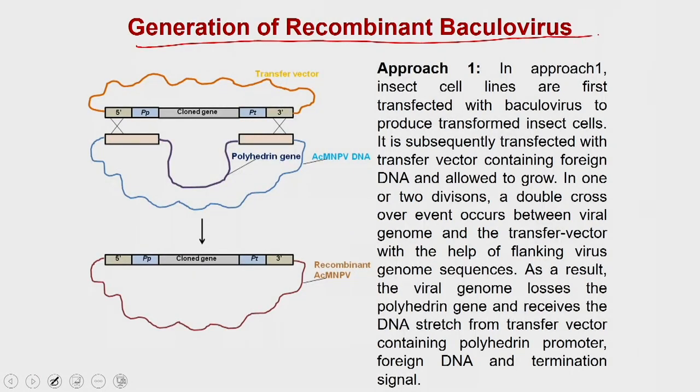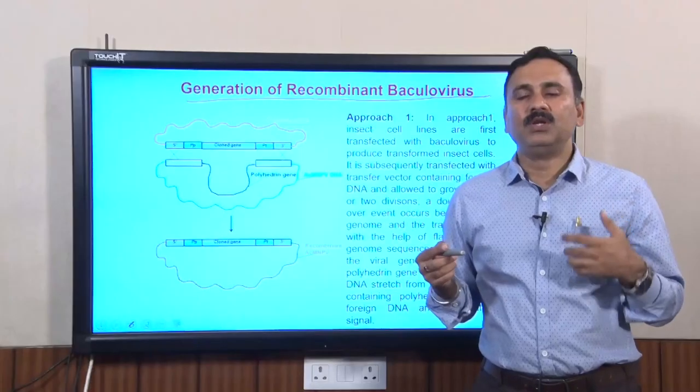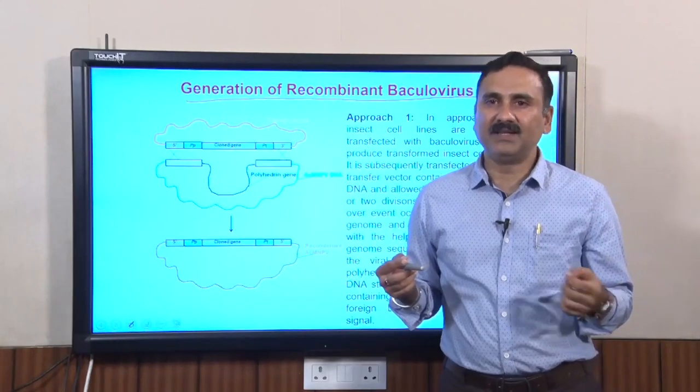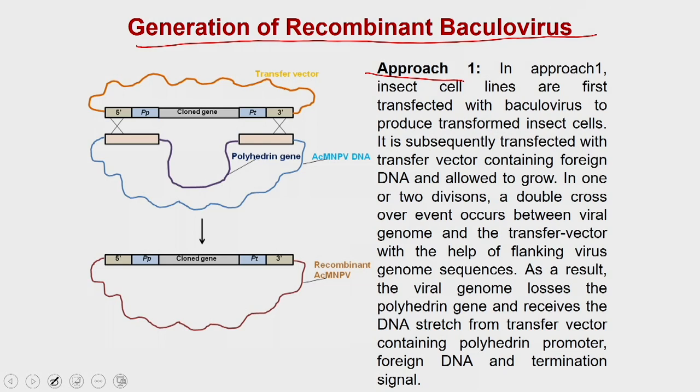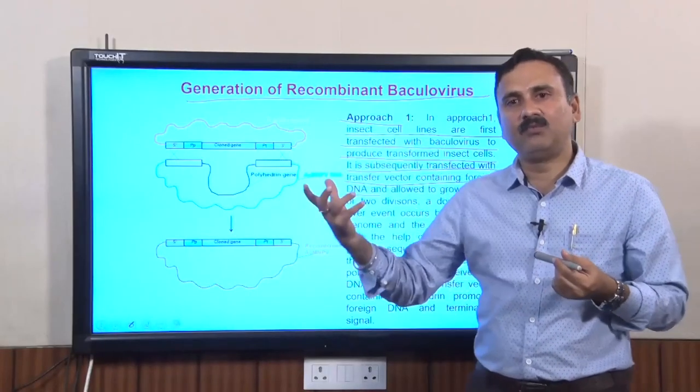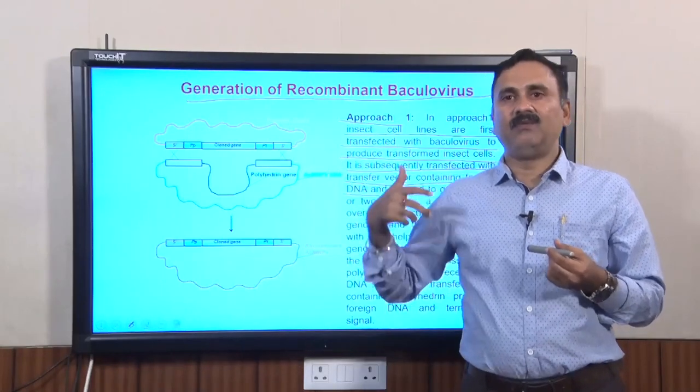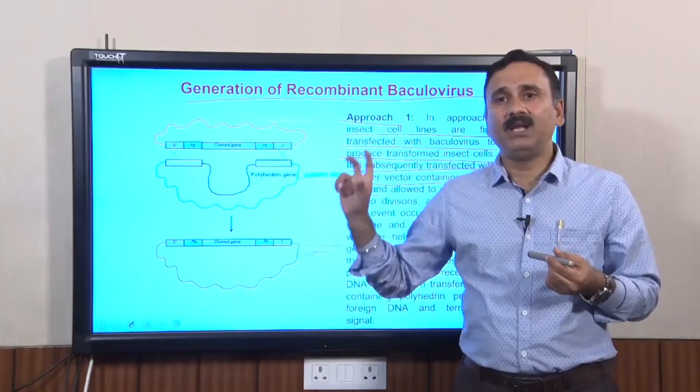regeneration of recombinant baculovirus. There are two approaches to generate recombinant baculoviruses. In approach 1, you can imagine that you have the insect cell lines. In the first step, you take the insect cell line and first transfect it with the plain baculovirus, and that will produce the transformed insect cell line. In the second step, you transfect these cells with a transfer vector containing the foreign DNA.